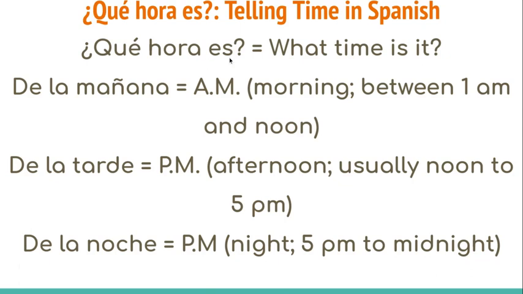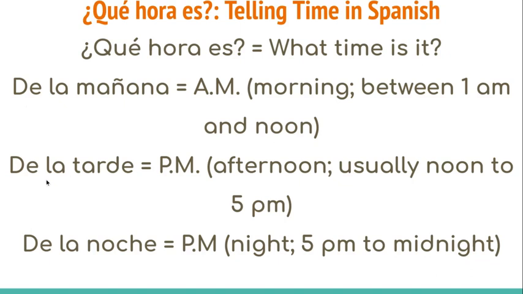¿Qué hora es? Means what time is it? I'll say this one more time and then pause so that you can repeat. ¿Qué hora es? What time is it? De la mañana. De la mañana means a.m. or in the morning, sometime between 1 a.m. and noon.